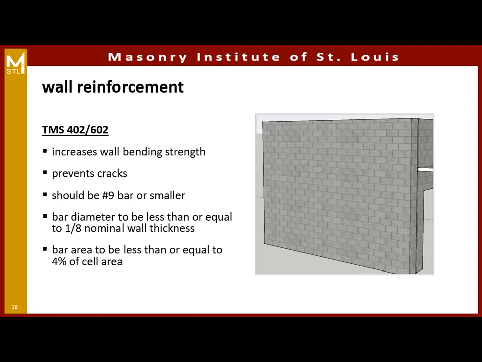Reinforcing. Masonry construction is similar to reinforced concrete in that the concrete and the masonry are good in compression, not as good in tension, so we will add reinforcing to increase our strength, both due to axial tension or flexural tension. It's also going to help us prevent cracks. We need to be a number 9 bar or smaller, and then we have some more criteria that we have to look at as well.